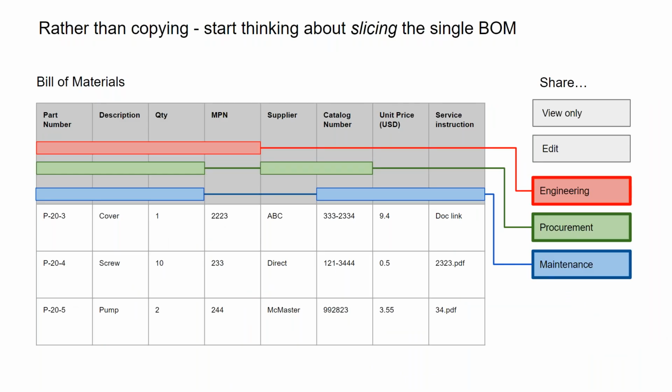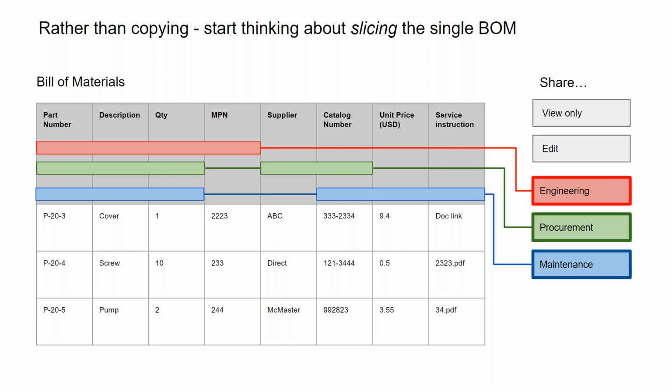Okay, so with that last slide in mind, and this is key here, I want you to start thinking about slicing our BOM rather than making copies. This is the stage where, if you're using Excel or Google Sheets or something, traditionally we start to get in trouble. The reason is we start making copies because we're thinking, hey, look, our engineer needs access to this particular data set in red. Maybe our maintenance team only needs access to those that are in blue.